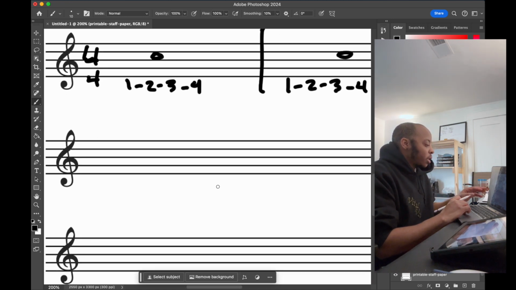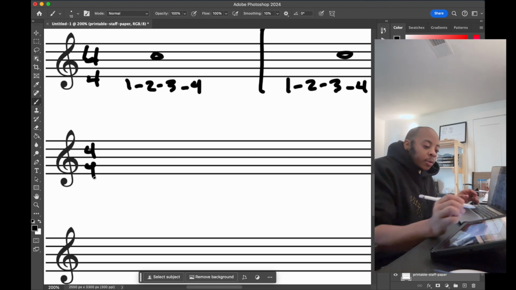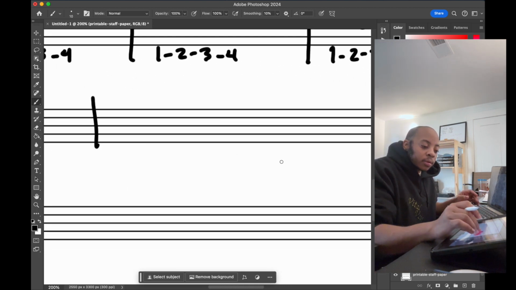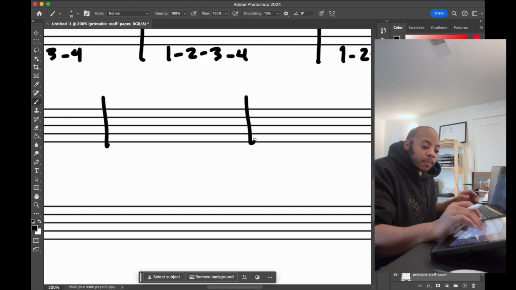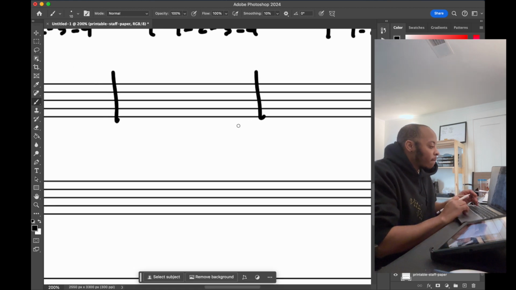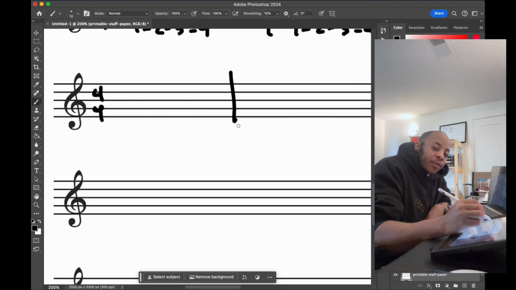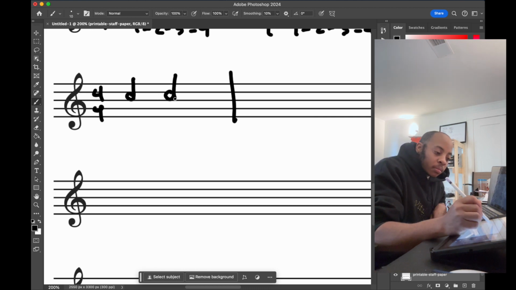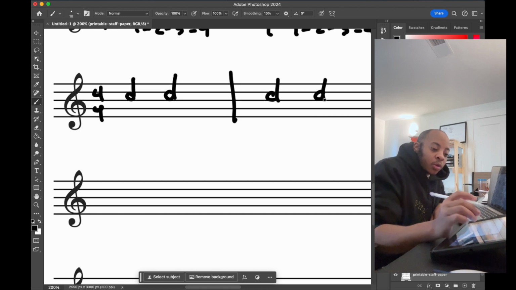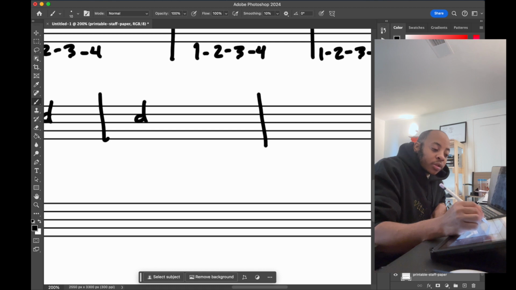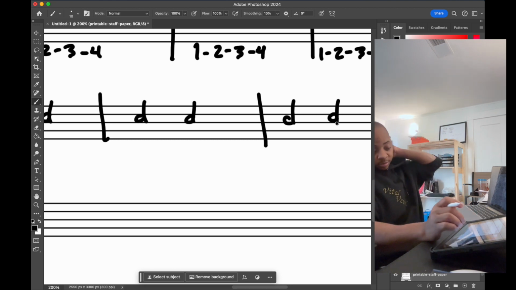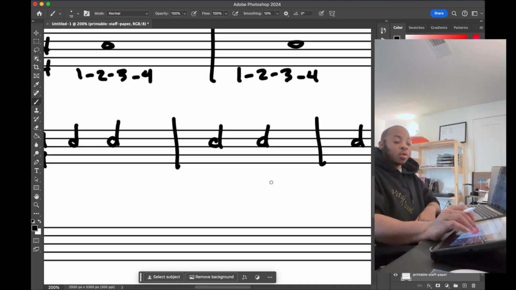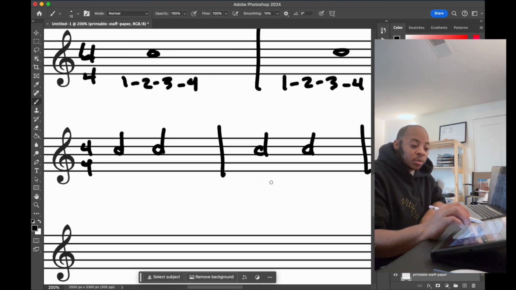So the next one will still be 4, 4. We're going to do half notes. Remember, a half note is an open oval with a stem. The cool thing about this is each of the measures has to equal 4 quarter notes. It can be written differently, but it has to equal what 4 quarter notes would equal, like 2 and 2. And that leads me to the rhythm tree.